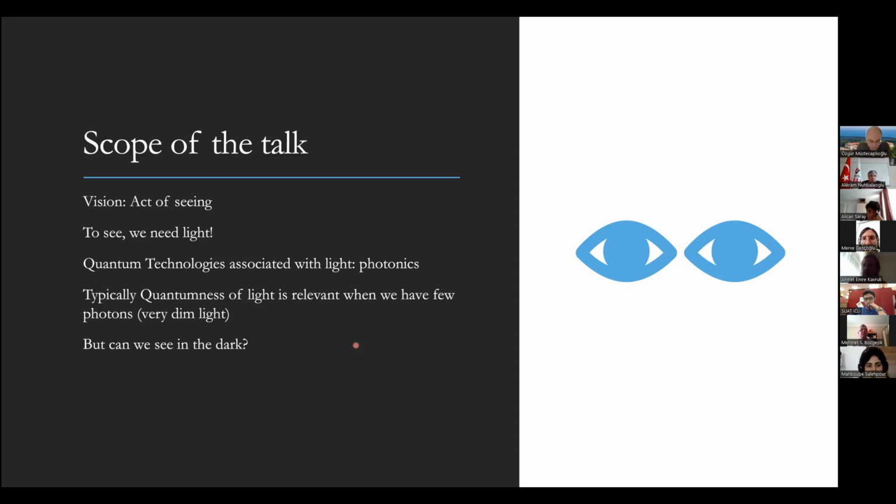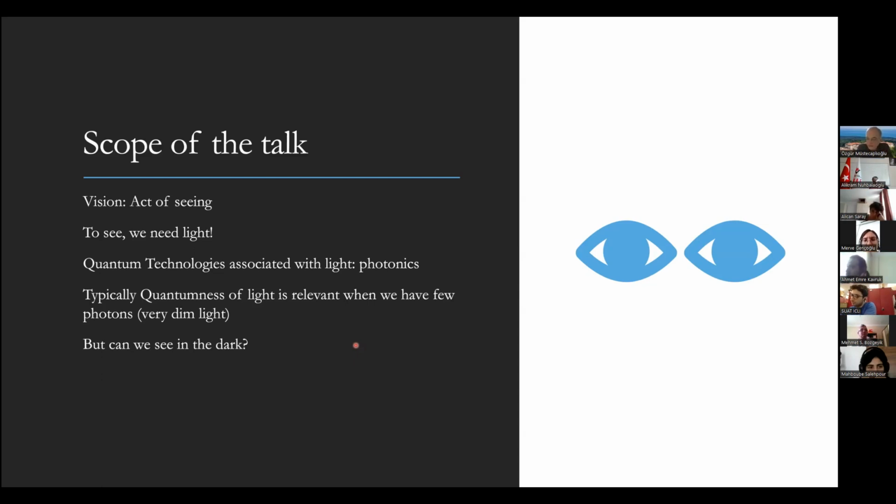And of course, when you talk about act of seeing, first of all, you need light. And to talk about quantum technologies related to an act of seeing or vision, we have to think about quantum light. So the quantum of light is the photon, and technologies related to the quantum of light are called in general photonic technologies.